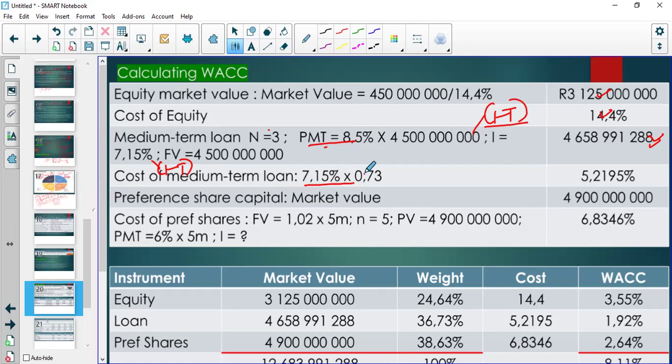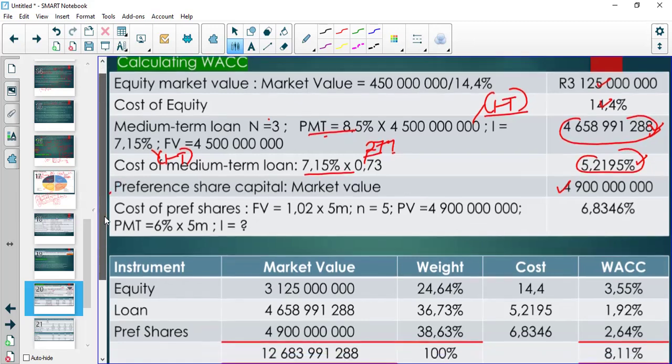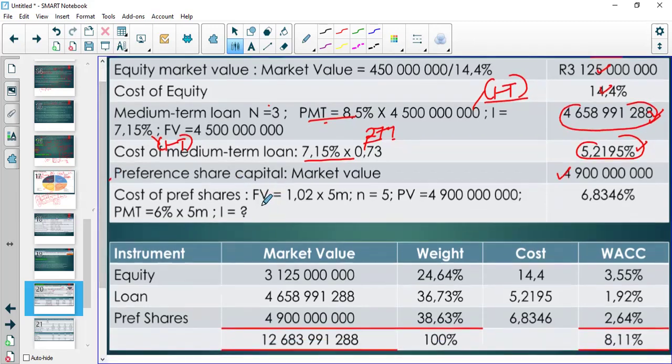All right, so maybe the tax rate is 27% there. I just didn't want to go up and look for it, but it looks like that's the case. So that's the true cost of the medium-term loan. So we have the market value and the cost. Then preference shares, that is what we have. Market value, having calculated the future value as that.